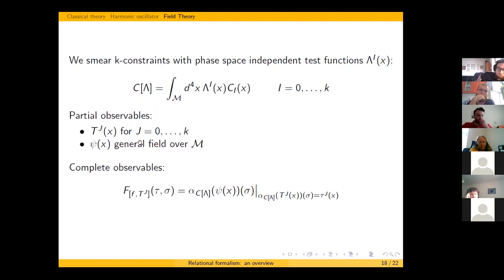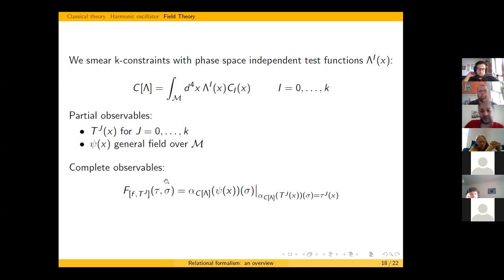So suppose that we have as many partial observables as constraints. And this is done for several reasons, but I'm not going into detail to explain this, otherwise it would take too long. And suppose that we have another partial observable, just a general field psi of x. In this case, sorry about that, this is supposed to be psi instead of F.